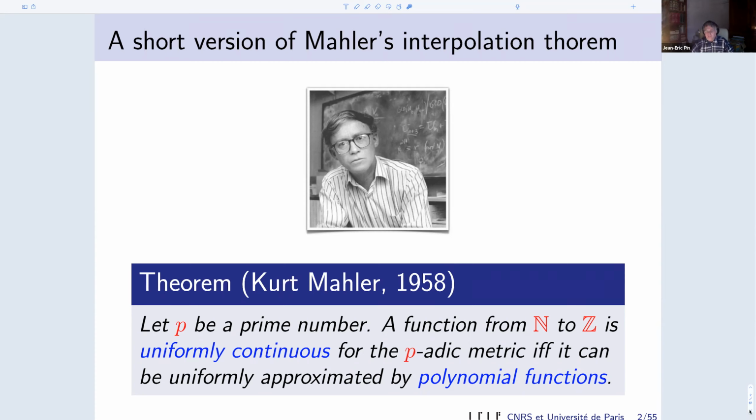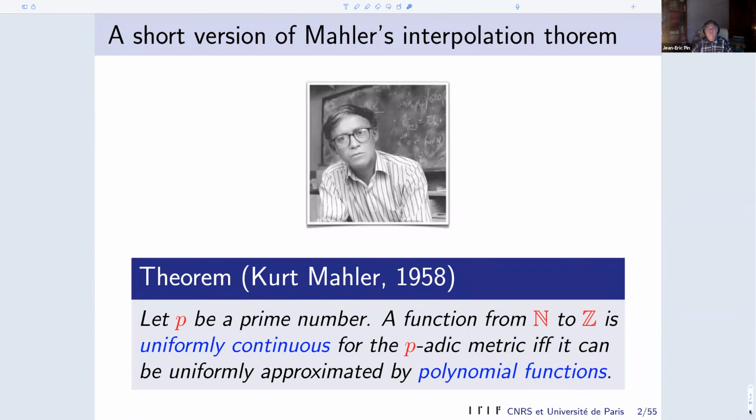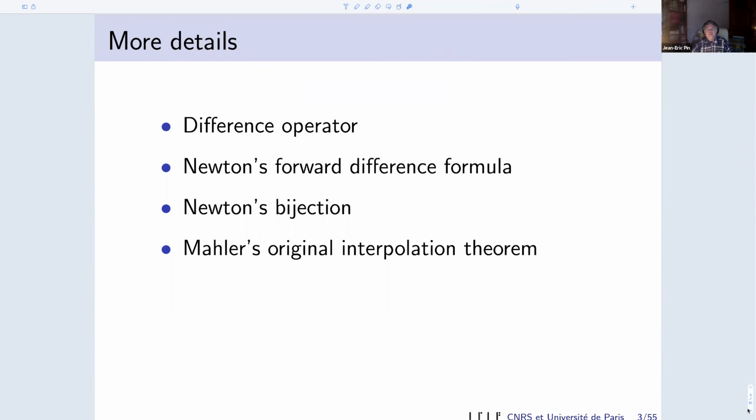So let me explain this in more detail and give a more precise statement of this Mahler's theorem. So for this, I need to introduce a few definitions. I will introduce first the difference operator. Then an important part is Newton's forward difference formula. And another one is Newton bijection. And then I will be able to state the original Mahler theorem.